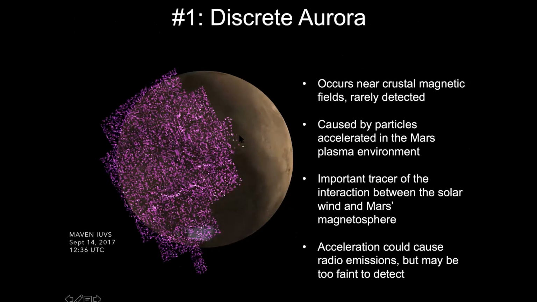The MAVEN mission has actually imaged these. We don't need an artist's conception anymore, although this is a very, if you can follow my cursor there, these wisps and tendrils are real emission. This emission is caused by particle acceleration in the Mars magnetosphere and is an important tracer of the interaction with the solar wind.